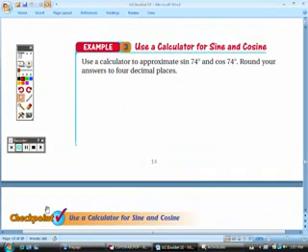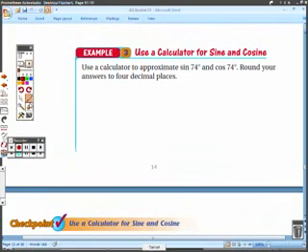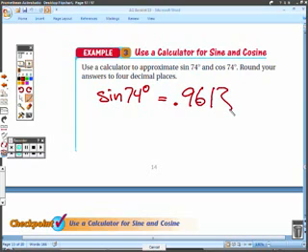Okay, let's try something a little easier. Take your calculators and put in the sine of 74 degrees and tell me the decimal in 4 places. You don't have to. 9613. 9613. Was that easy or what?